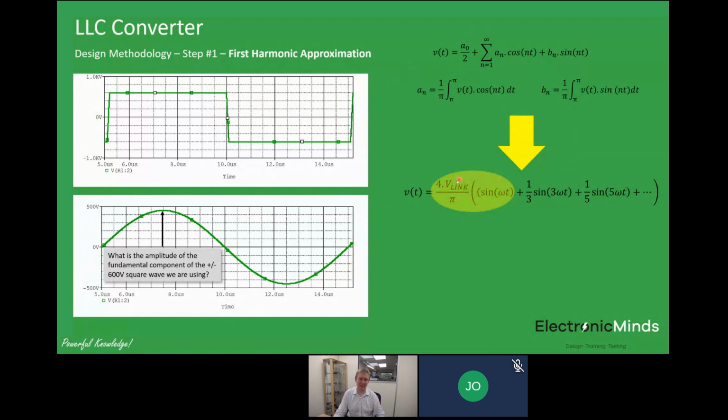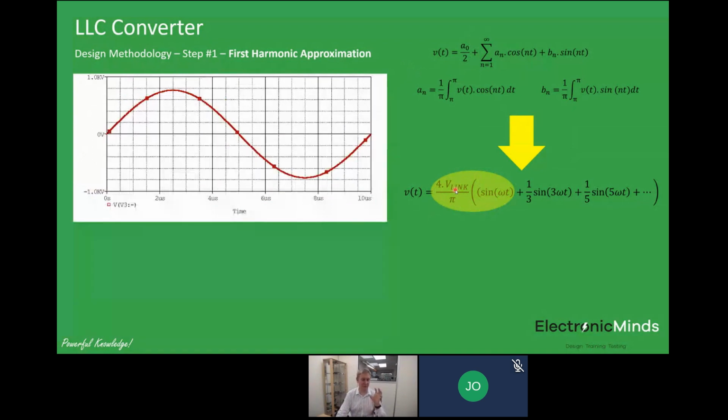The important thing is the value of this fundamental here. So for the first harmonic approximation, we're interested in the value of that particular fundamental component. Just to check that this does work, I thought I'd reassemble that square wave from the first few harmonics.